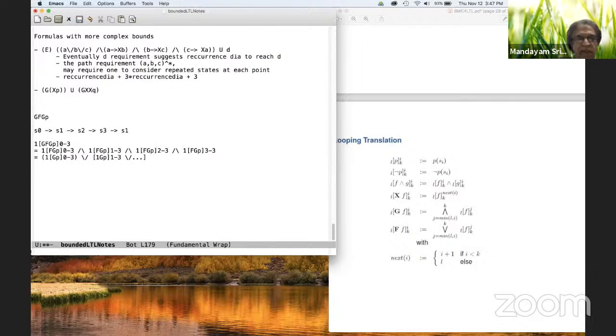Now, what will the second one be? I'm expanding the second part, okay? Look at that. If I expand that, it'll start from 1, okay?